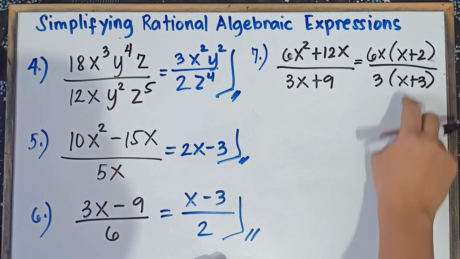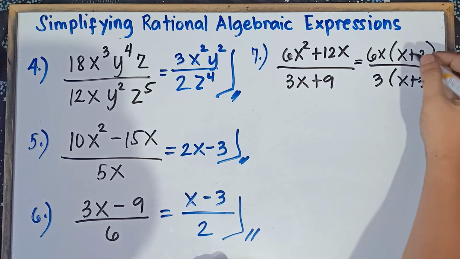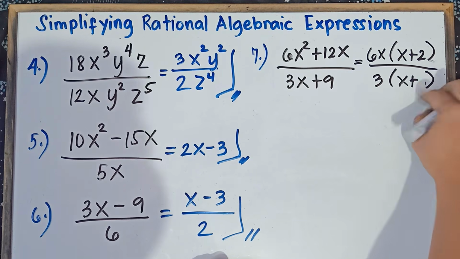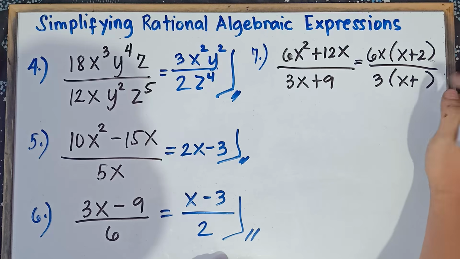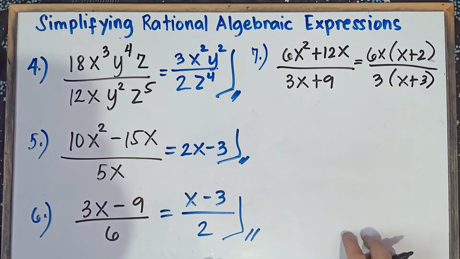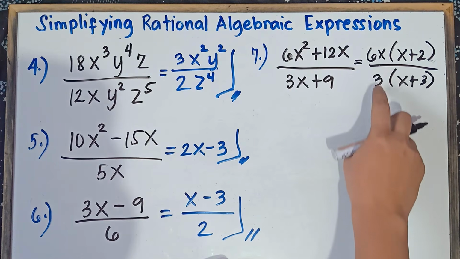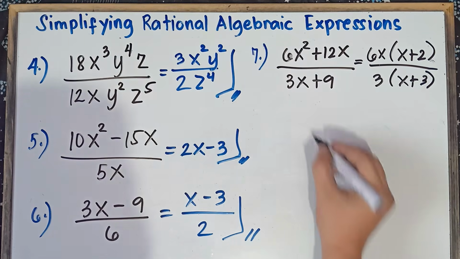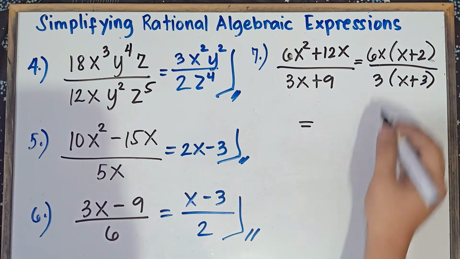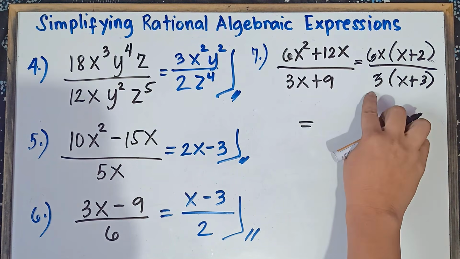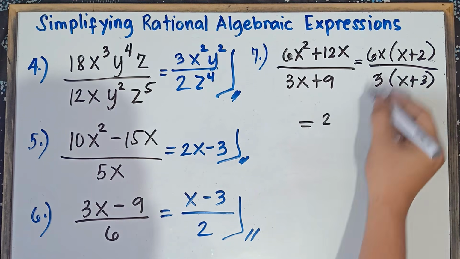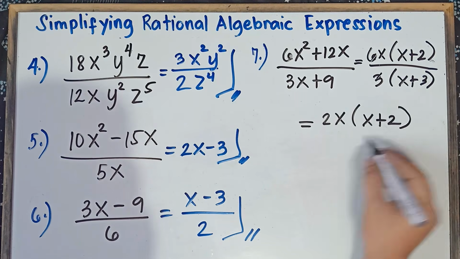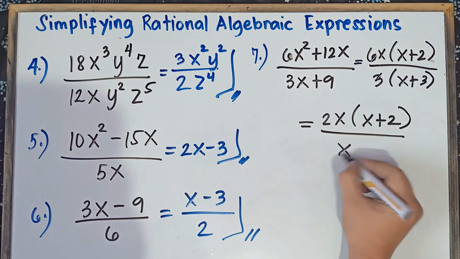Now question, is this our final answer? Once again, class, we cannot cancel x plus 2 and x plus 3 because these are different. If this is x plus 2, we can cancel this out. Since this is x plus 3, we cannot cancel this out. Now, how about the 6x and this 3, class? Can we divide 6 by 3? Yup, 6 divided by 3 would be equal to 2. So 2, copy x, parentheses x plus 2 over x plus 3.